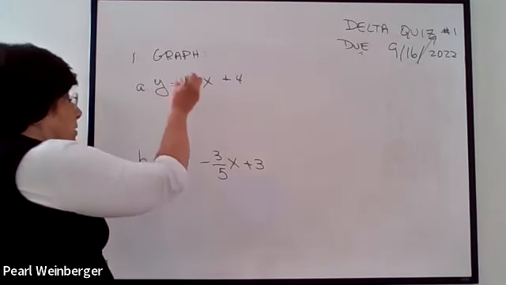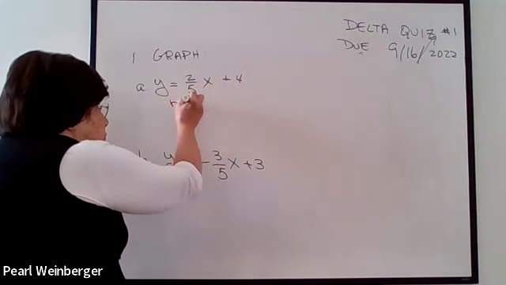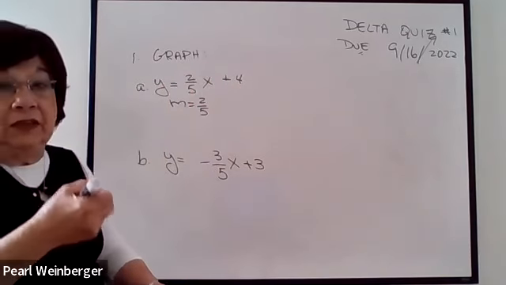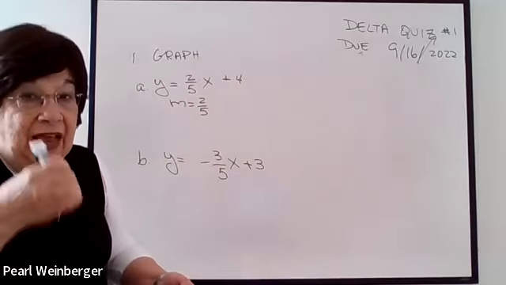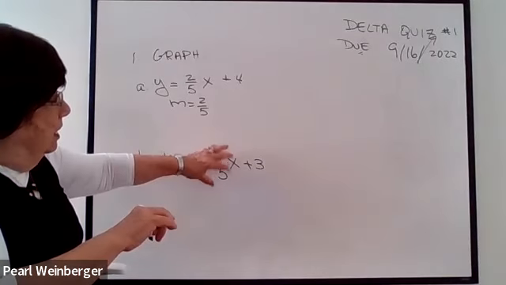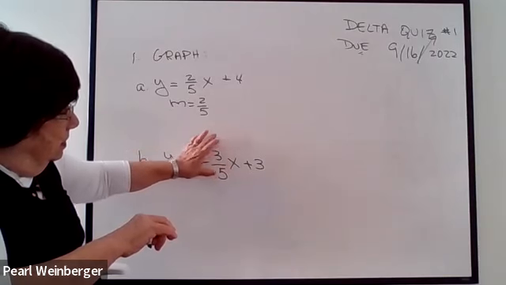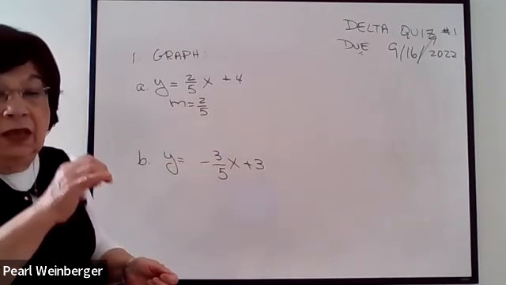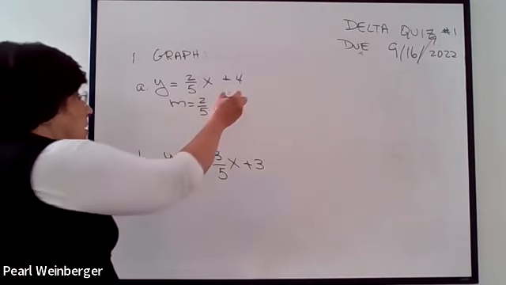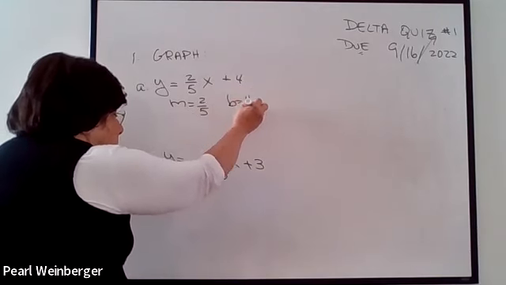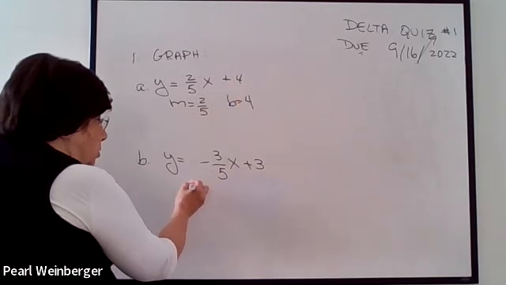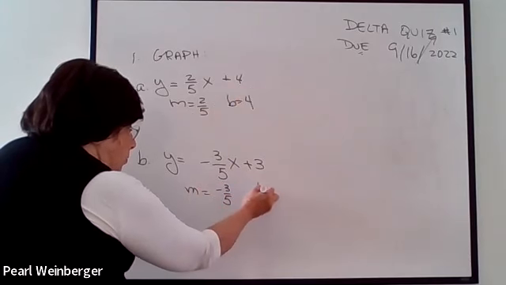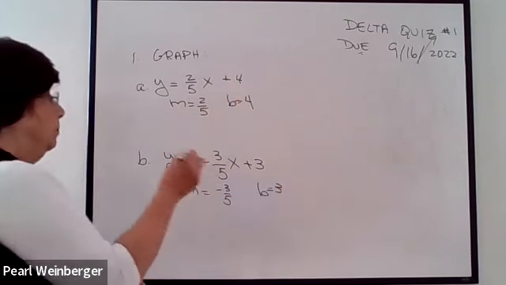And just as a reminder, the slope here is 2/5, because that's the coefficient, the number that's attached to the x. The slope does not include the x. It's everything except the x. And it has to be attached to the x. It can't have a plus or minus in between. It has to be right next to the x. The y-intercept here is 4. Whereas over here, the slope is -3/5, and the b, the y-intercept, is 3.